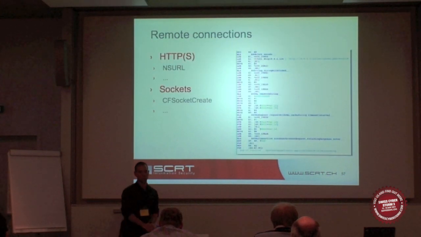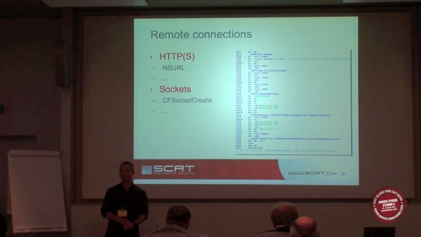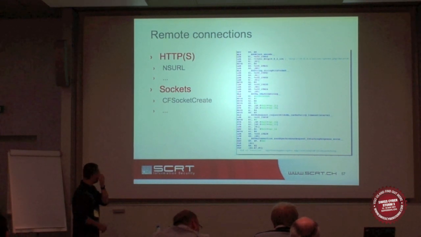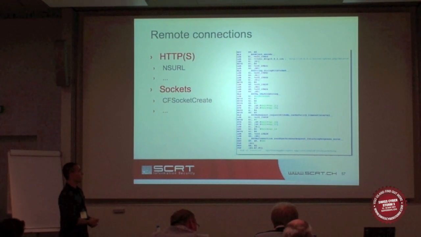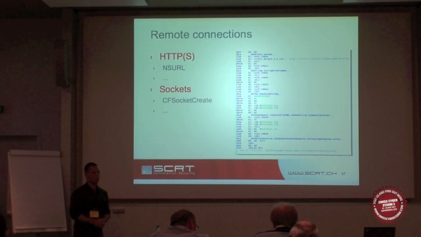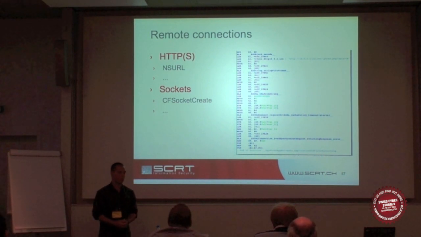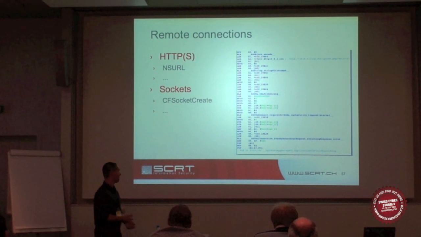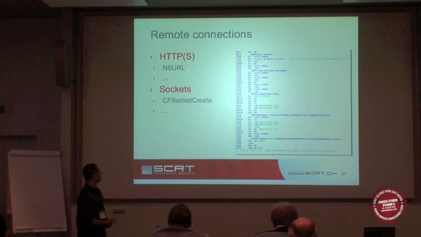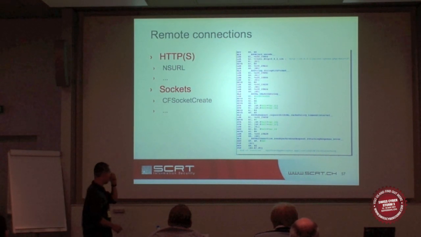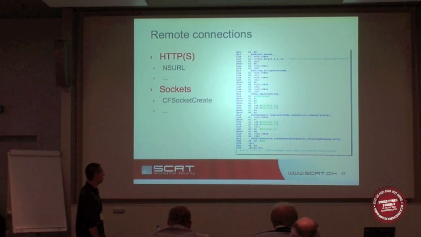Now we might also want to audit all the remote connections the application is making. The first one we might think of is all the HTTP connections, HTTP or HTTPS. In order to make such a connection, the application has to use the NSURL classes. And there are also NSFTP or CFSocketCreate, which are other calls used if you want to instantiate sockets or FTP connections.